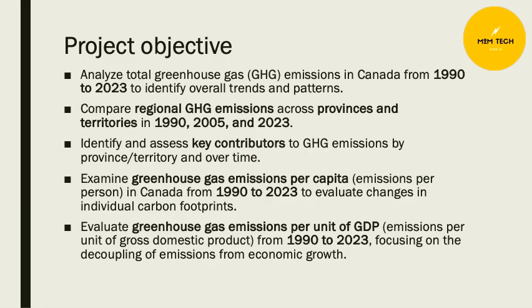The main goal of this project is to understand how greenhouse gas emissions in Canada have changed from 1990 to 2023. I also compare emissions across provinces and territories for key years: 1990, 2005, and also 2023. Another focus is to identify which regions and sectors contribute most to emissions. And finally, I look at emissions per capita and emissions relative to GDP to understand how individual and economic factors play a role.